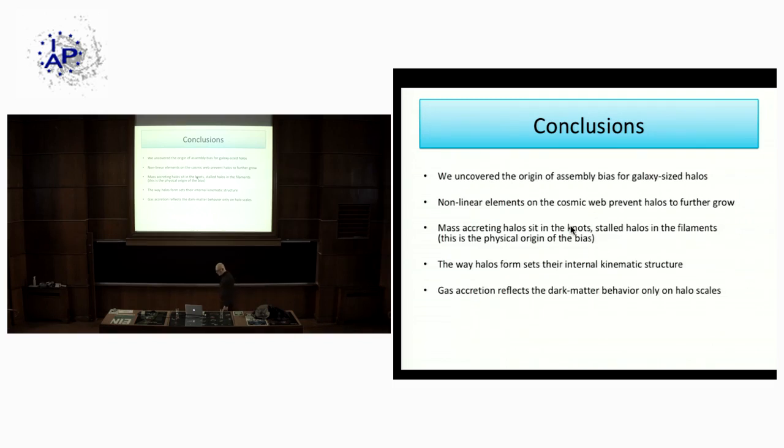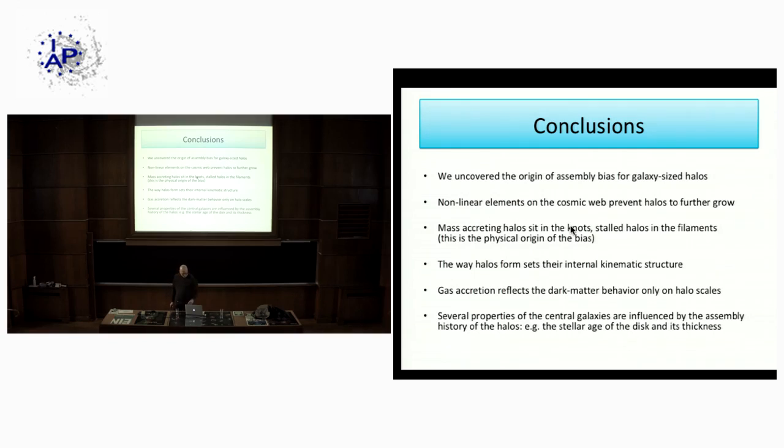But unfortunately, because it takes a long time for the gas to settle down in the center where the galaxy sits, the effects are much mitigated there. The only properties we could find in our simulation that suggested a difference are the stellar age and the thickness of the disk. More interestingly, from the observational perspective, it seems that the velocity anisotropy parameter of the satellite galaxies reflects the assembly history of their halos. Thanks.